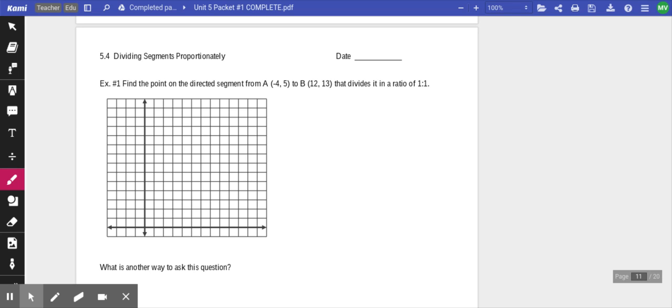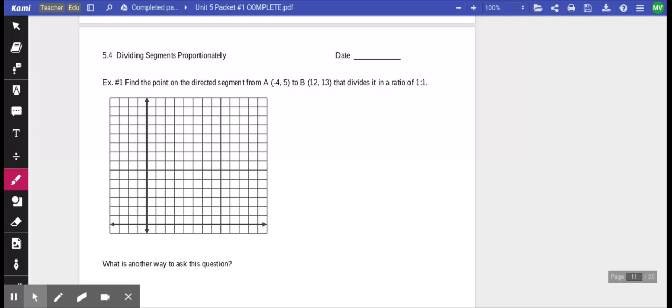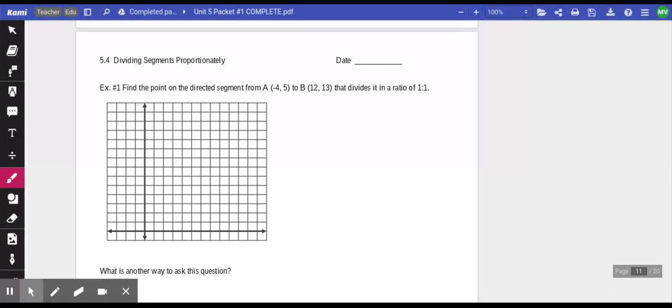Hello everyone. Today we're going to do something called dividing segments proportionally. So the first question we already know how to do. We want to find the point on the directed segment, and a directed segment just means that it's a straight line going from left to right, that divides it in a ratio of 1 to 1. So we already know that that means the midpoint.